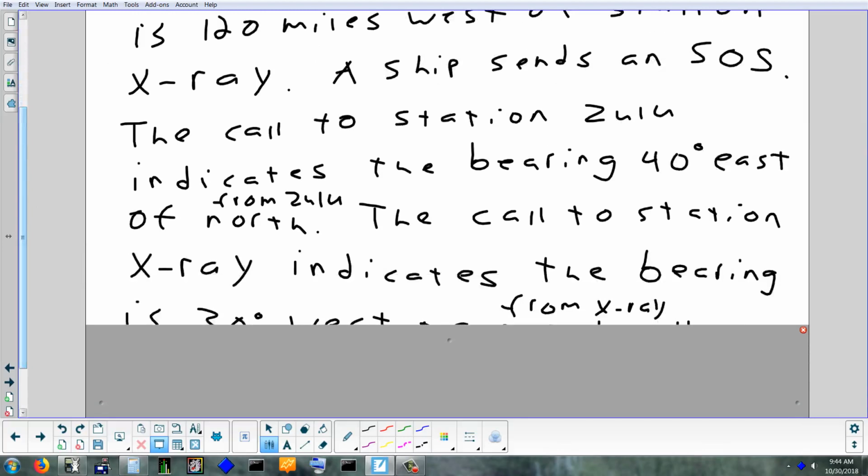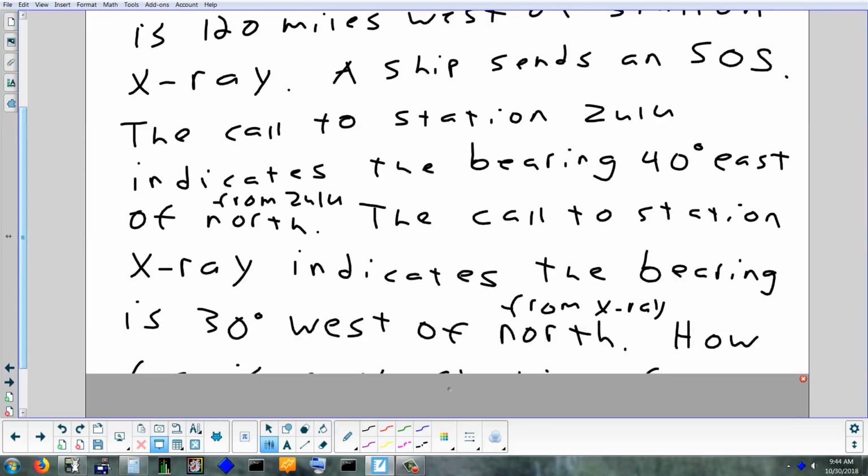And now the other station does the same thing. So there's another station 120 miles over, and they say, oh, you know what? We can see the light too. So what do you think is happening here? Two stations can see the same thing. We can basically figure out exactly where that light is, as long as we can see it from two different perspectives. So this station, Station X-ray, they look at their compass, and from their perspective, they see the light at a bearing 30 degrees west of north, because they're 120 miles in a different direction.